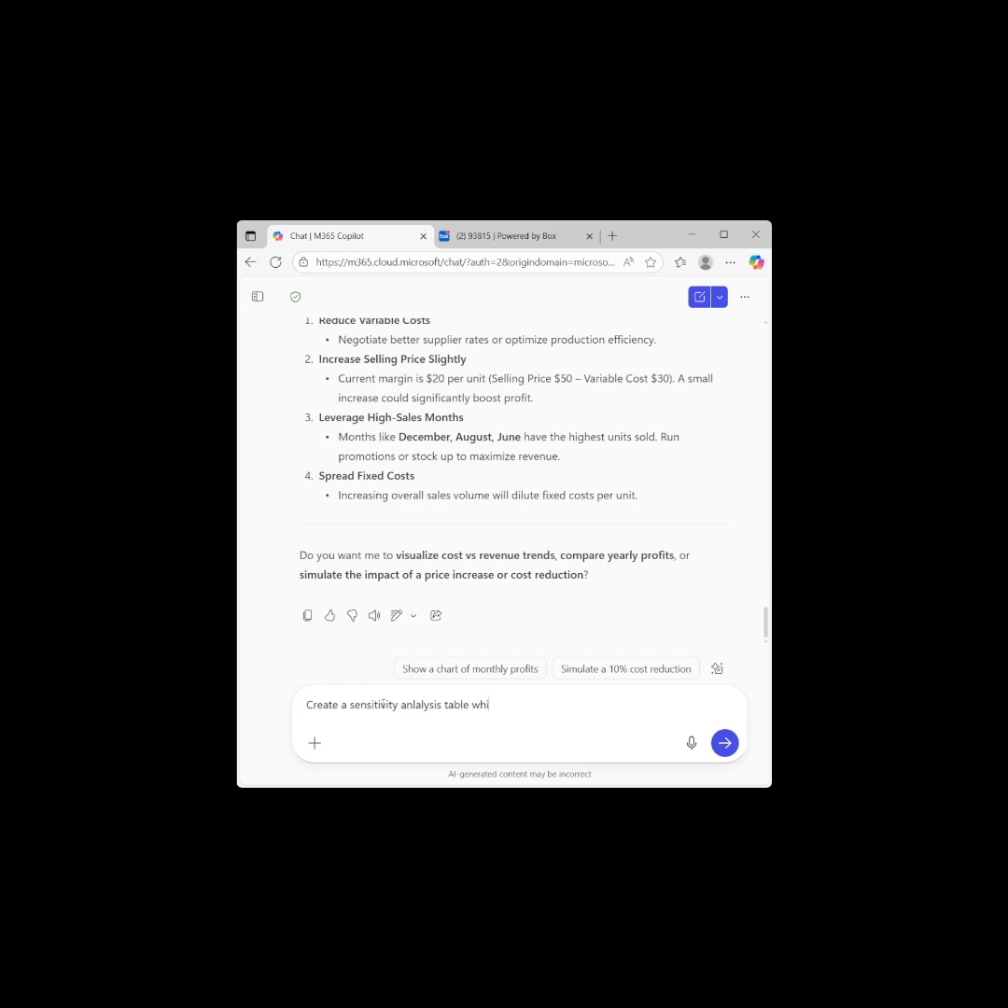table with variable cost starting at 15 and increasing by 5 until 45 as the columns for the sake of this lab, and make the rows units sold, 400 to 750. Alrighty. Gonna enter on that.